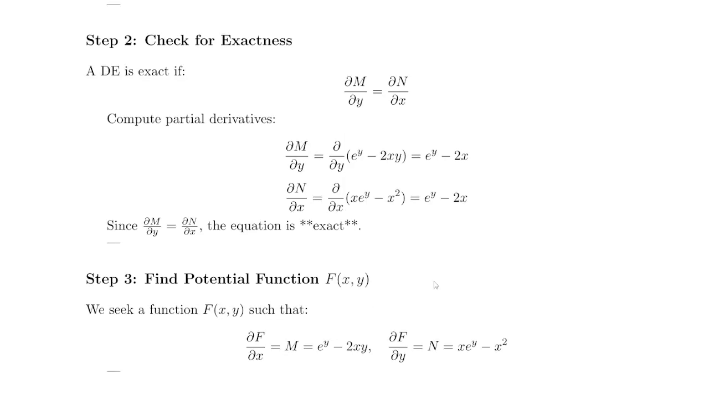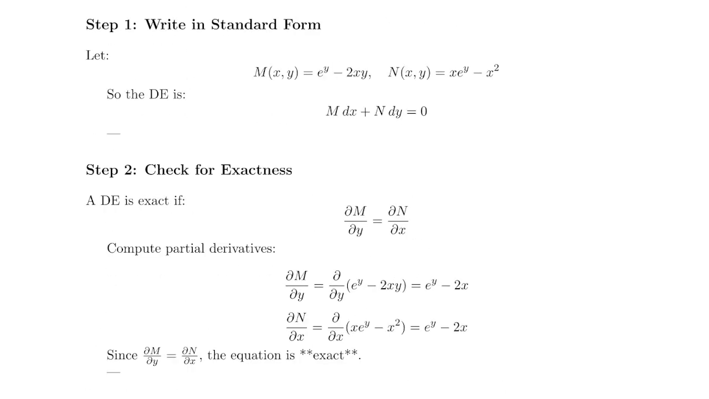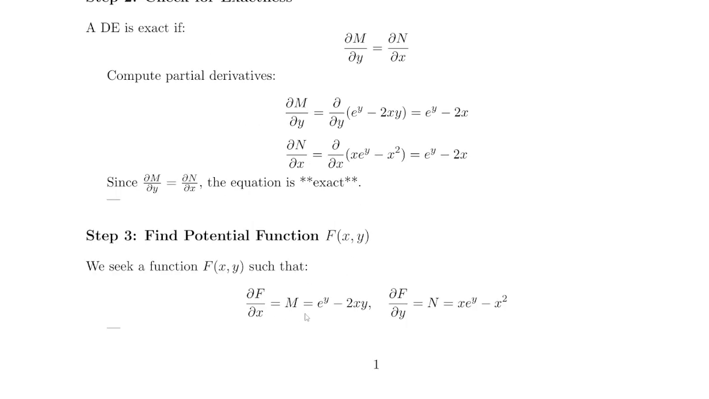And the reason is because we have M dx. Well, how do you get the dx? Well, you had to take the derivative with respect to x. And how do you get dy? Well, you had to take the derivative with respect to y. So that's what we have here. So in order to get what F is, we have to integrate both sides.